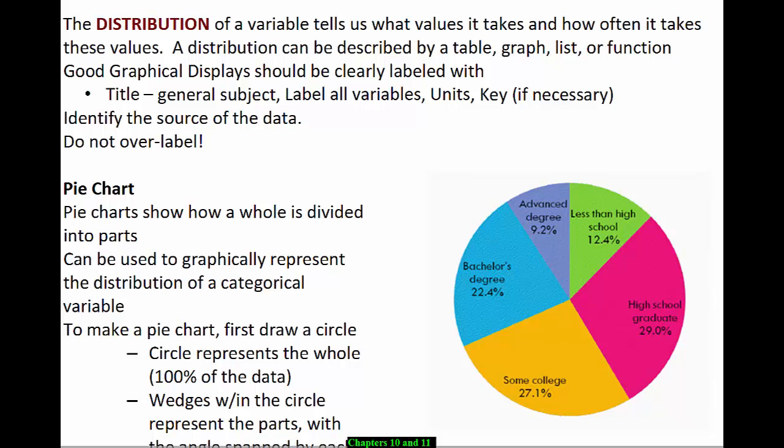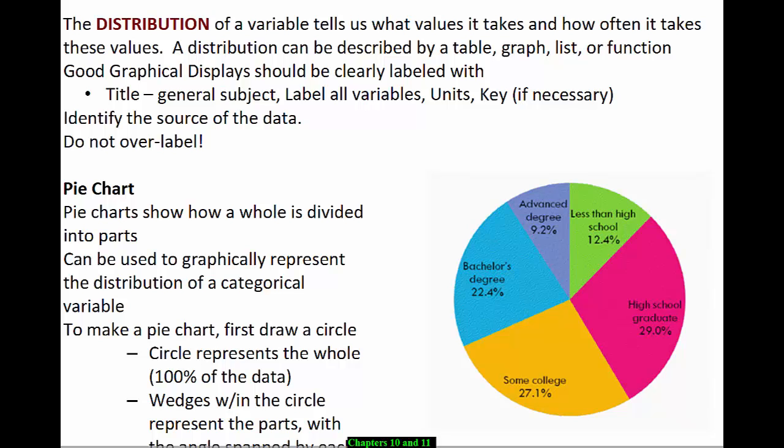So now that we've learned some types of variables, let's talk about the distribution of a variable. The distribution of a variable tells us what values it takes and how often it takes these values. A distribution can be described by a table, graph, list, or function. Good graphical displays should be clearly labeled with a title, a general subject, label all variables, put units on it, and a key if necessary. Always identify the source of the data and do not overlabel. That's more difficult than it sounds.